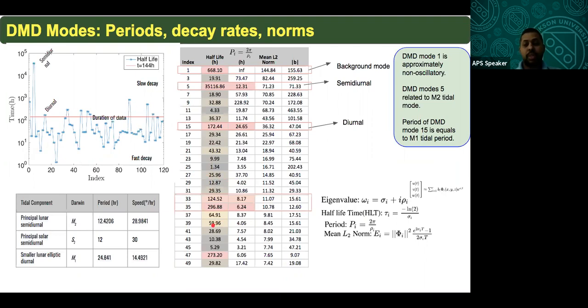This table shows the details about each mode, like half-life time and period, L2 mean contribution, and the magnitude. Then this figure shows the details about the half-life time, compared with the original time length we consider.